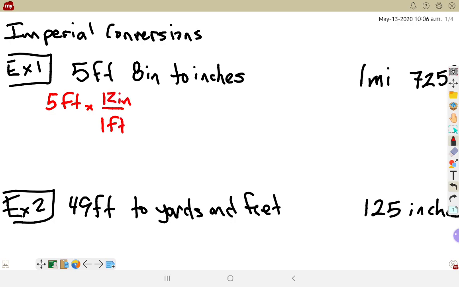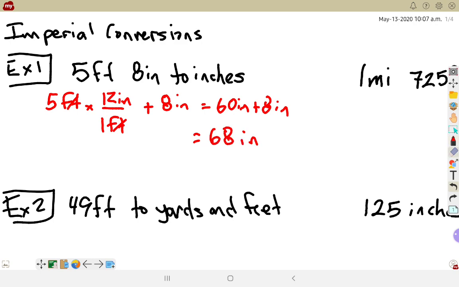So my feet are going to cancel out. But I had 8 extra inches that weren't included in my 5 feet, so I've got to add those 8 inches in. Okay, so the feet cancel. 5 times 12 divided by 1 is 60. So I get 60 inches plus 8 inches, which is a total of 68 inches.